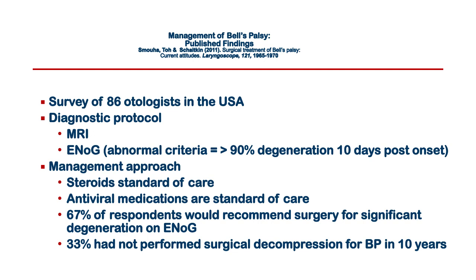And I was actually surprised when I read the results of this study that two-thirds of the respondents, the otolaryngologists who were surveyed, the otologists, at least in the United States, said they would actually consider surgery if there was total degeneration of the facial nerve as documented with ENoG. But they always start with steroids and always start with antivirals. And if there's still no recovery of the nerve, then they consider surgery.